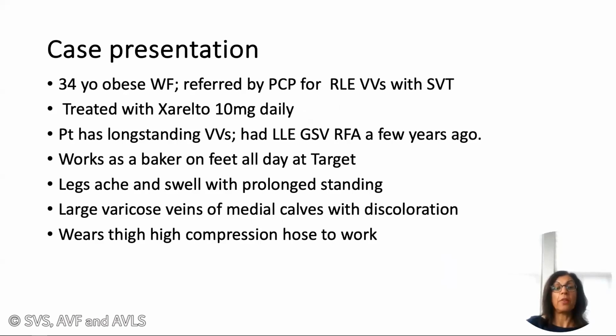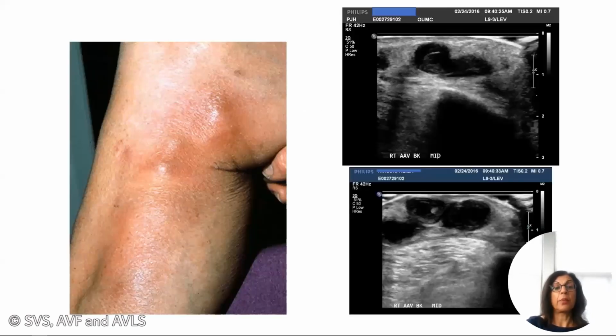Her legs ache and swell. She's very compliant with compression hose, and she was treated with Xarelto 10 milligrams daily. Here is a look at what she presented as. You see on the left a picture of the superficial vein thrombosis, very irritated, erythematous, and quite painful. On the right, you see the ultrasound findings of thrombus in the superficial varicose veins.